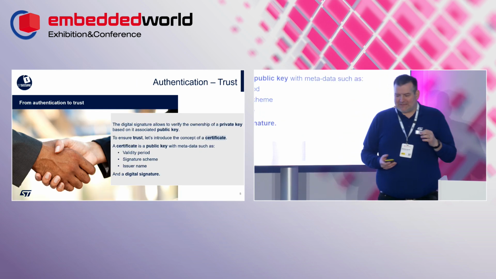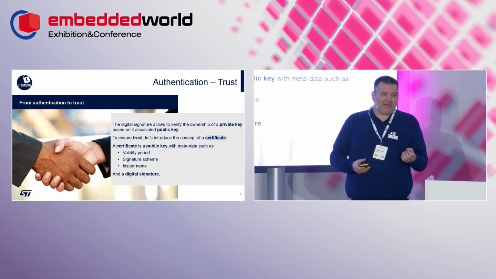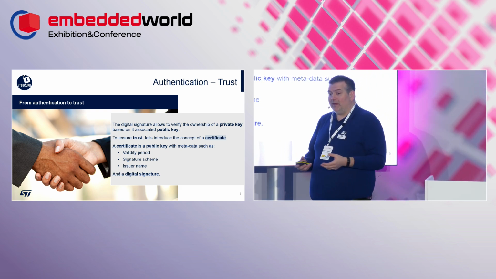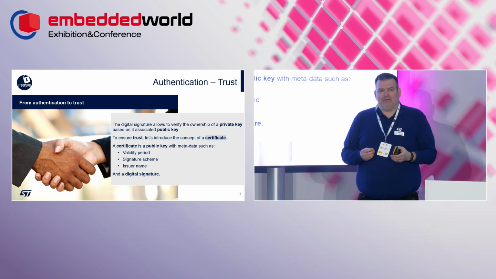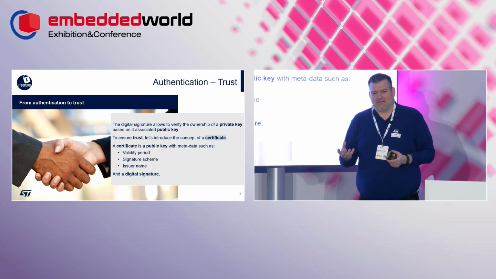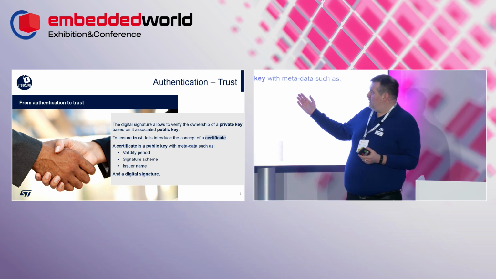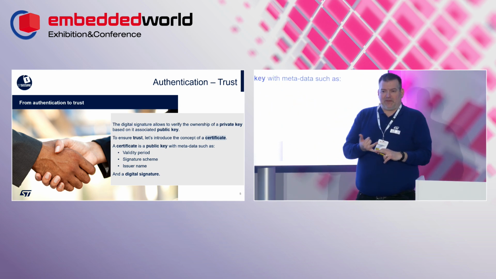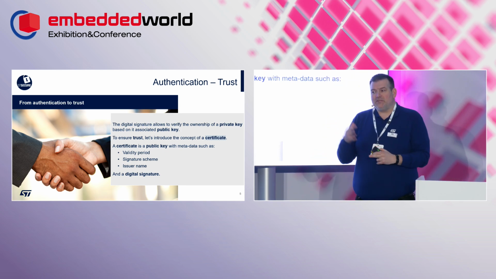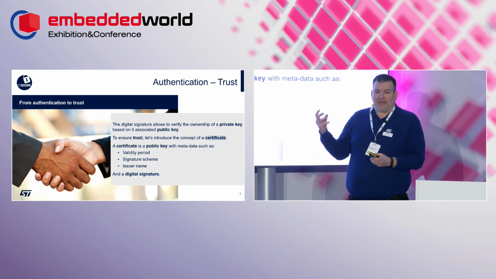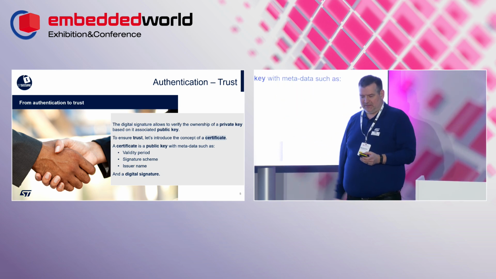But what is missing here is how can we trust a public key? Because a public key, by nature, is public data, so anyone can get access to it. So to do so, we have defined the concept of certificates. So what is a certificate? This is a public key with some metadata, like validity period, signature schemes, and an issuer. An issuer is the third party who will generate a digital signature for this certificate.